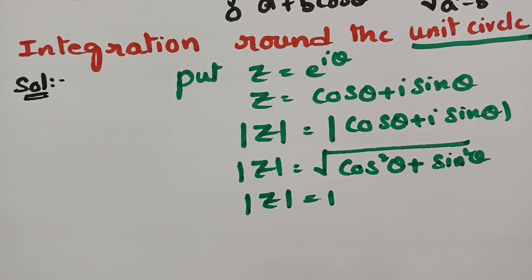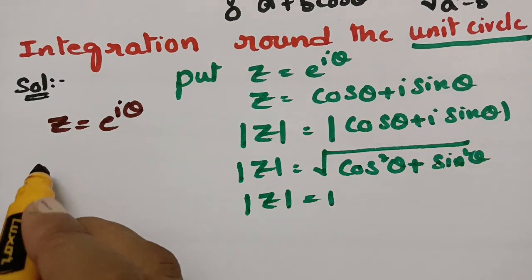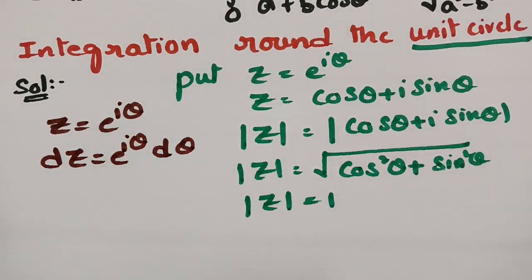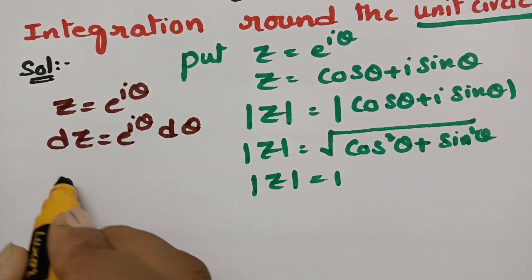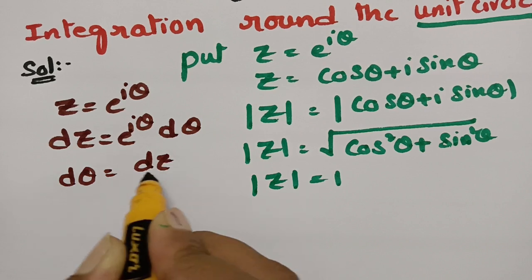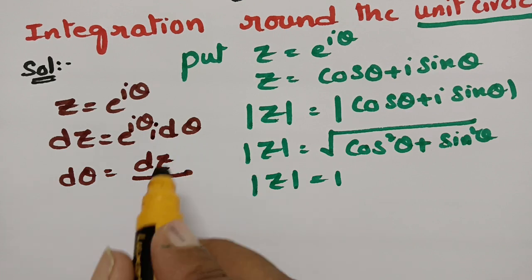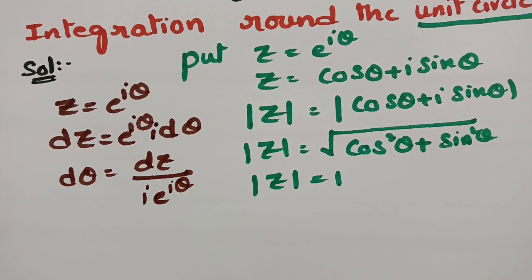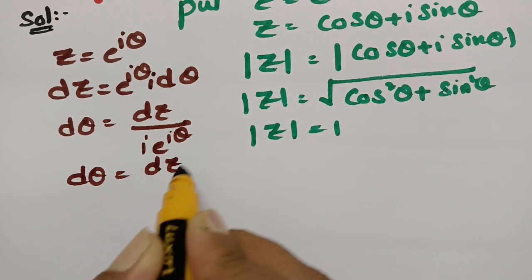And the next thing here is, what is our z? z is equal to e power i theta. If I take the derivative on both sides, then dz is equal to e power i theta into i d theta. For substitution, I want d theta, and therefore d theta is equal to dz by i into e power i theta. What is e power i theta? It is equal to z. So d theta is equal to dz by zi.